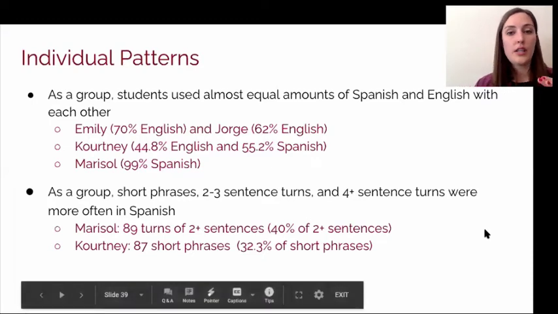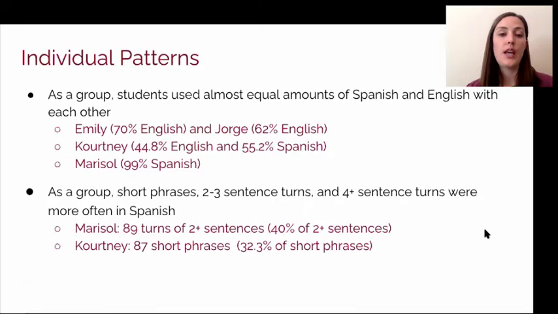So here I've listed some of the major trends in the students' speech as a group, and then listed beneath in red some contributing factors. So as a group, students used almost equal amounts of Spanish and English with each other. Many of the English turns were contributed by Emily and Jorge. Emily contributed less than 20% of the total turns for these vocal students, but almost 70% of her turns were in English. Jorge also mostly spoke in English, and his English turns made up 62% of his speech.